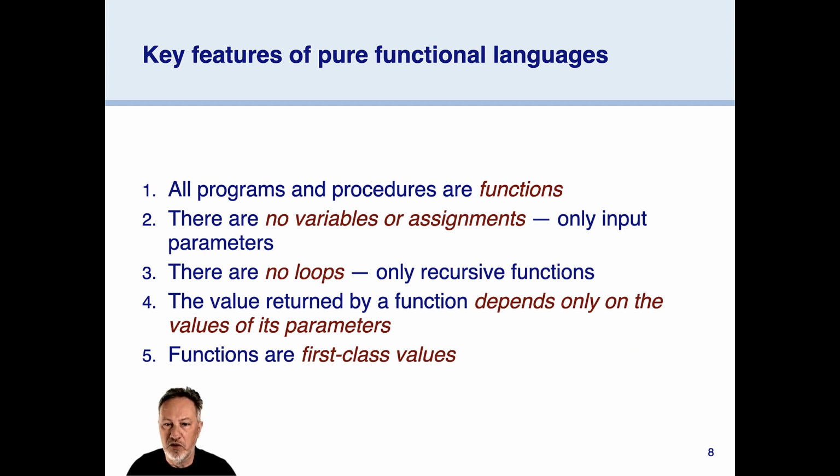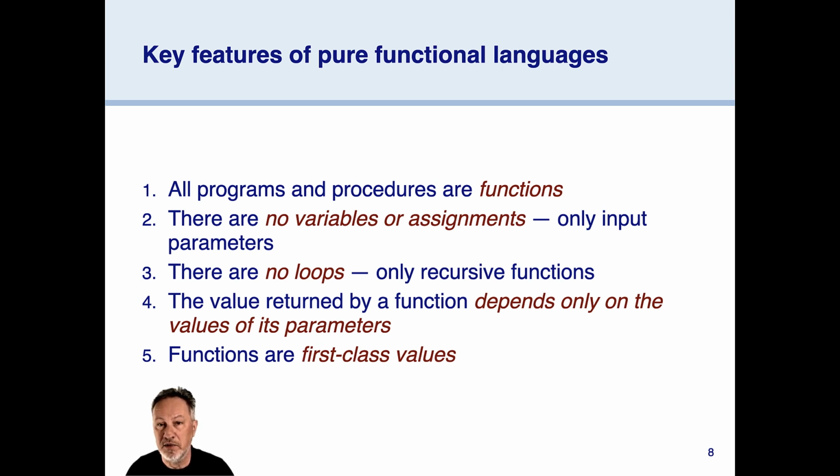In pure functional languages, all programs and procedures are functions. We have no variables or assignments or any side effects to variables at all, only input parameters. We don't have loops, although we can simulate them, but essentially we use recursion and recursive functions. Very important, the value returned by a function depends only on the values of its parameters. It doesn't depend, for example, on any global variables, on any kind of environment.